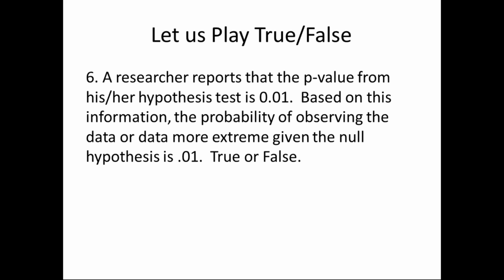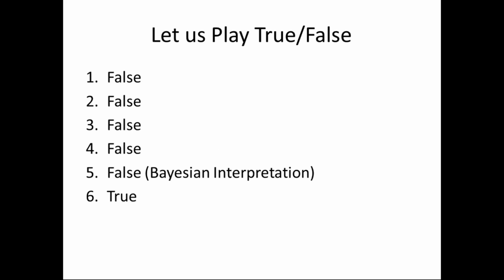Okay? What do you mean by data more extreme? Well, that's great because I'm going to show you that next week when we do power, when I draw the curves. When I calculate a p-value, probability by the distributions is an area underneath a curve. So to get the area, I have to talk about going out into the tail. That's where my phrase more extreme comes from. Okay? All right. There you go. False, false, false, false, false. Bayesian interpretation. True.